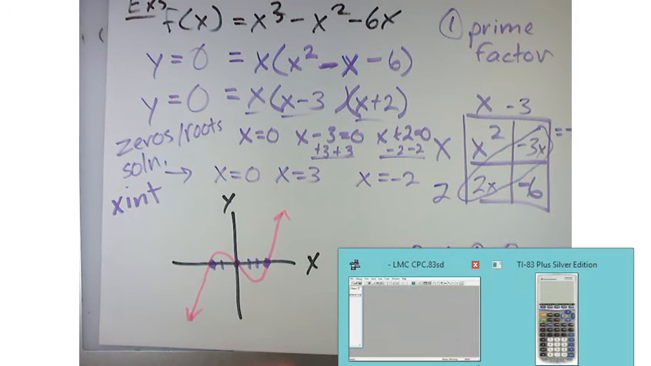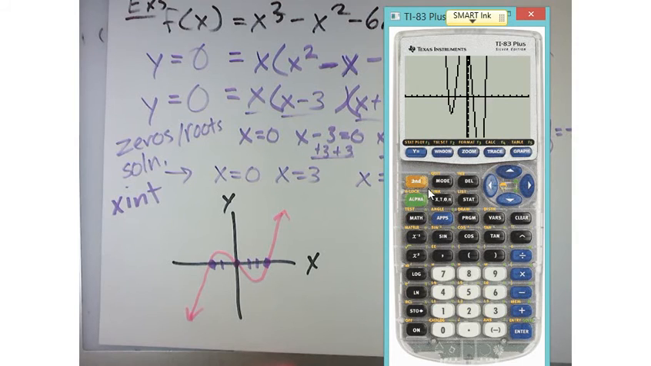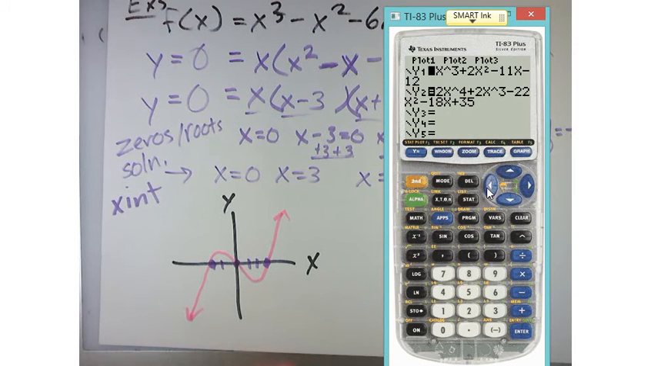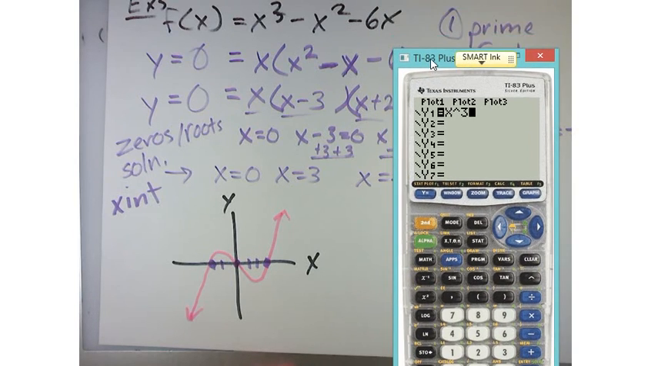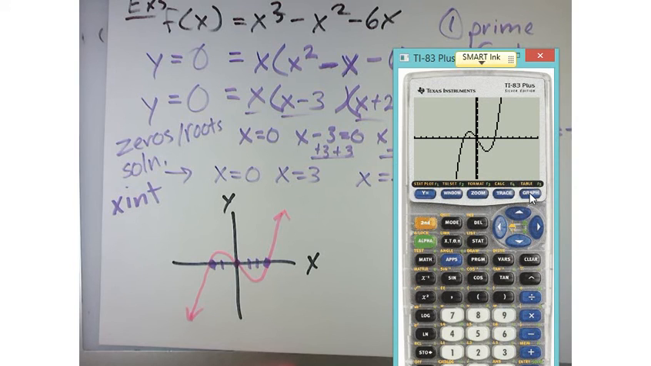Graph it. So I'm going to plug in my calculator. X cubed minus x squared minus 6x. Pretty close, huh? Any questions?